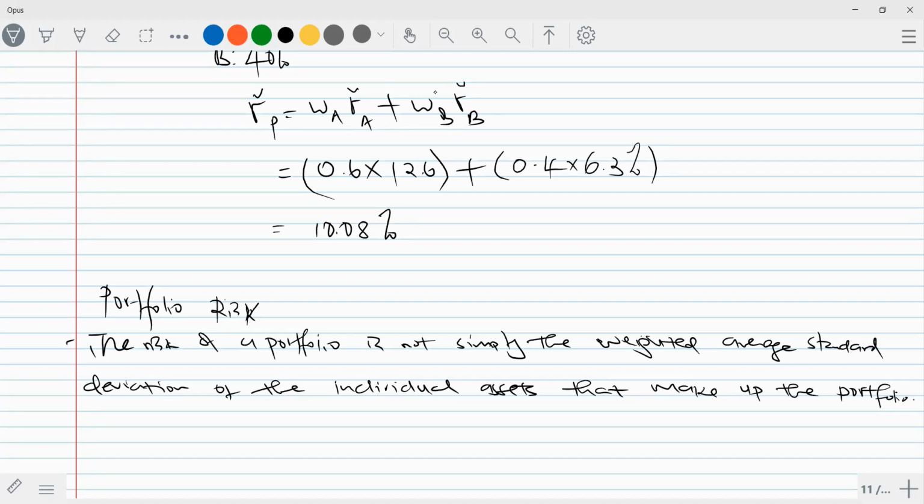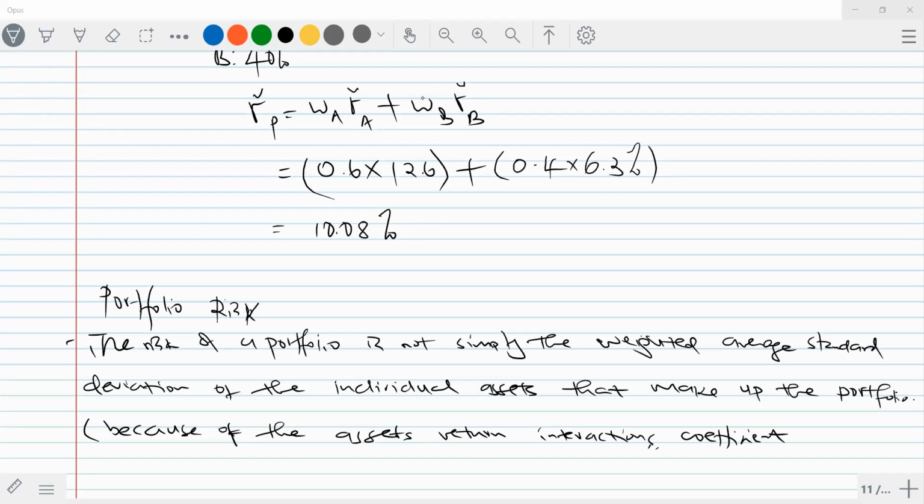Why? Just answer why. Because of the interaction, because of the asset return interactions. You can see here the coefficient of correlation, as shown by the coefficient of correlation.